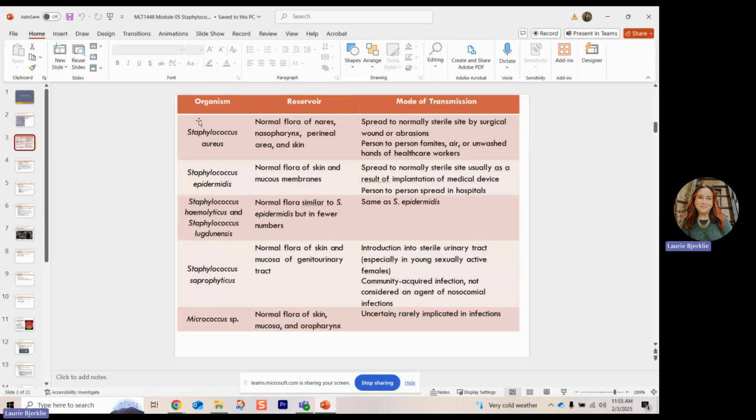And then Micrococcus species is very similar to Staph. That's why they're put into this lecture, into this chapter. So Micrococcus species, just contaminants, basically. Very much normal flora of our skin, mucosa, or pharynx. Rarely does it cause infections. But you will see them pop up and you'll hear them referenced, oh, that's just Micrococcus. And it's typically just contamination on that culture.